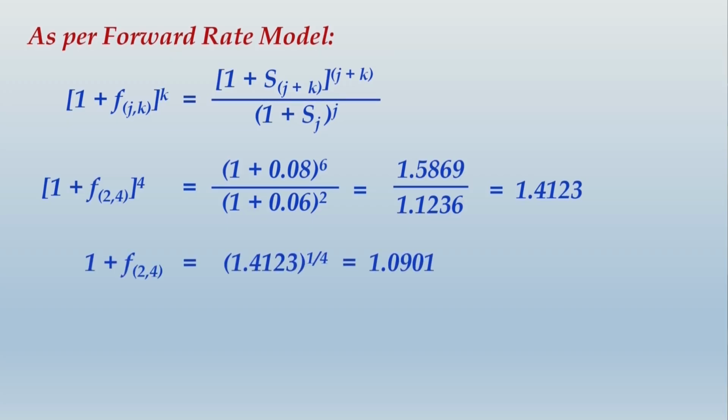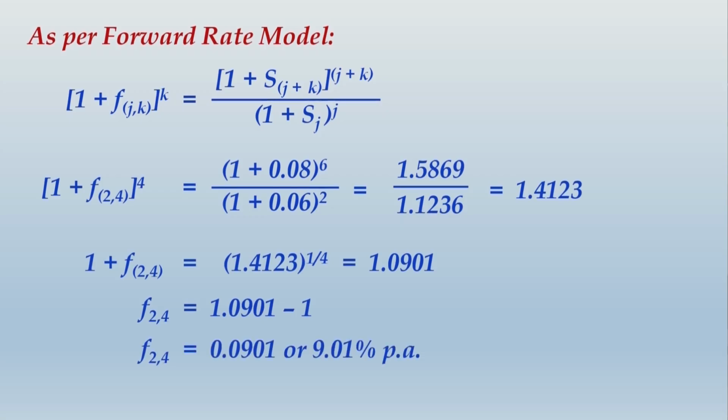That annualized factor comes to 1.0901. Subtracting 1 from that, you get the forward rate as 9.01% per annum. So please write up these calculations and then I take you ahead.